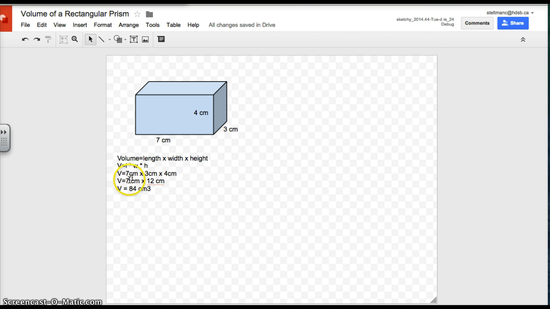Then start doing your math, however you find the multiplication easiest. And then on the bottom you can write the answer. So I know that I've seen the whole process, okay? It's very important I see the process. So that's how we find volume.